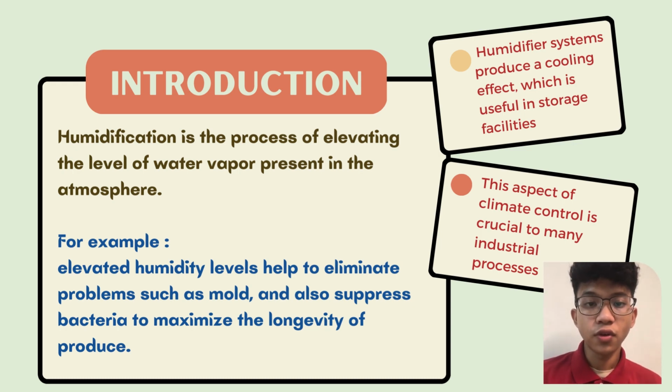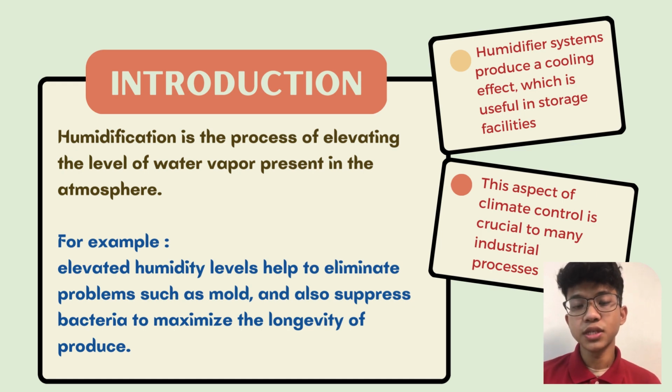So, for the introduction of humidification, humidification is the process of elevating the level of water vapor present in the atmosphere. For example, elevated humidity levels help to eliminate problems such as mold and also suppress bacteria to maximize the longevity of produce. Otherwise, humidified systems produce a cooling effect, which is useful in storage facilities, although this aspect of climate control is crucial to many industrial processes.